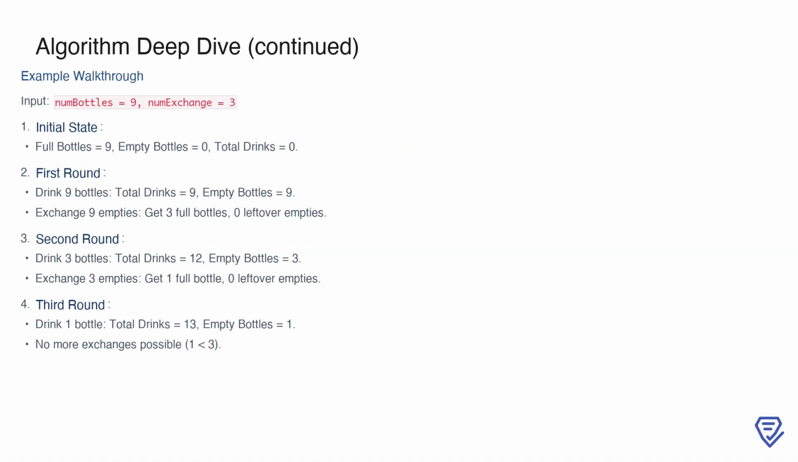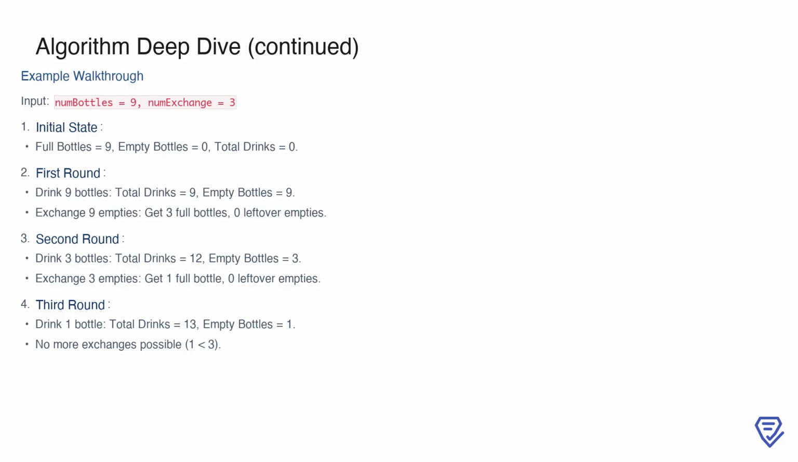To illustrate the algorithm, let's walk through an example where number bottles is 9 and number exchange is 3. Initially, we have 9 full bottles, 0 empty bottles, and a total drink count of 0. In the first round, we drink all 9 bottles, bringing the total drinks to 9, and we now have 9 empty bottles. These empty bottles are exchanged for 3 new full bottles, leaving no leftover empties.